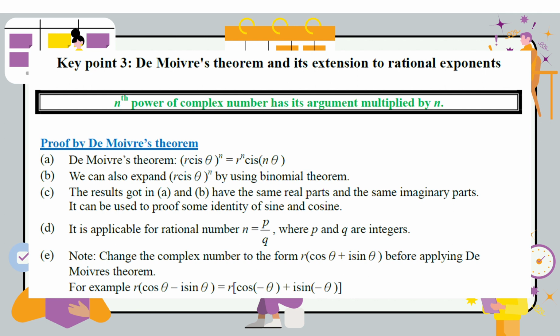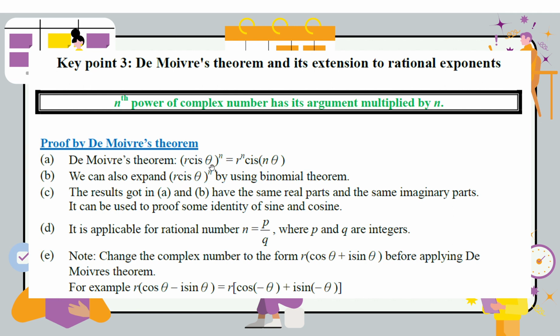De Moivre's theorem is very important. It's a theorem about a complex number: the nth power of a complex number has its argument multiplied by n. Why? It has a rigorous proof, but we don't do it here, okay? It's just a theorem we use. It says that a complex number r cis theta to the power n is r to the power n cis n theta. Very easy to do. Just multiply its argument by n. Why? Yeah, it's a good question, but it is proved by mathematical induction.